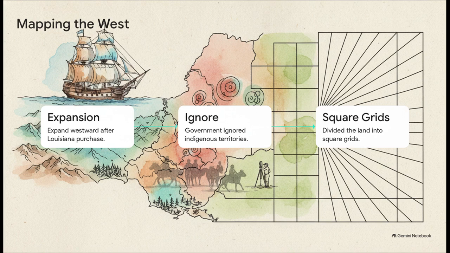Step 1. The rapid physical expansion westward post-Louisiana Purchase. Step 2. The government largely ignored existing indigenous territories, essentially treating the map as a blank slate, despite the populations already living there. And Step 3. They decided the absolute fastest, most efficient way to process, divide, and distribute all this new land was to just carve it up into massive square grids.